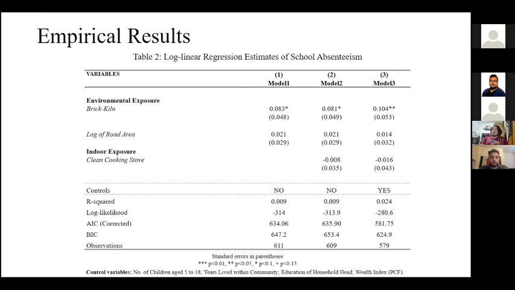As for our empirical results, here we have the results of the log linear regression model. We can see in each model that brick kilns have a significant effect. In fact, the significance increases in the third model, which is when we add the control variables. Unfortunately, in our log linear results, neither log of road area nor clean cooking stove is significant in any of the models. However, we can see by AIC and by BIC that the third model is the best in both cases.